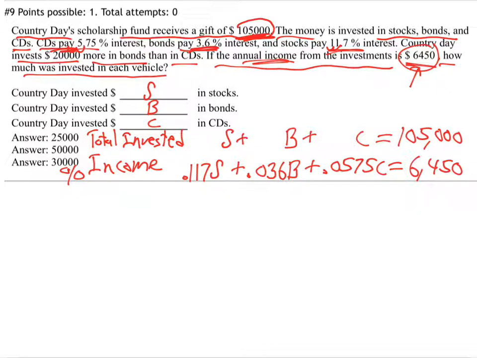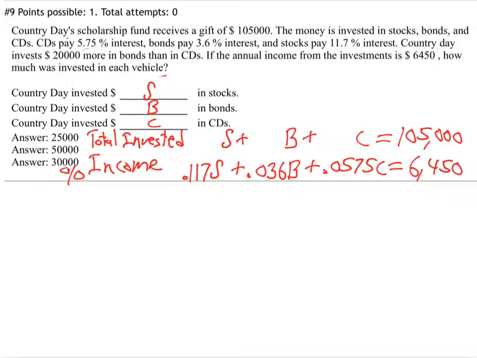We need 1 more. We have 2 equations, 3 letters. So we need 1 more equation. Where's my 3rd equation? What other information in this problem have I not yet used? Right here: 20,000 more in bonds than in CDs. So in other words, the amount of bonds is 20,000 added to the CDs. 20,000 more in bonds. The bond amount is 20,000 added to the CD amount. There's my 3rd equation. Okay, so now we have our 3 equations.